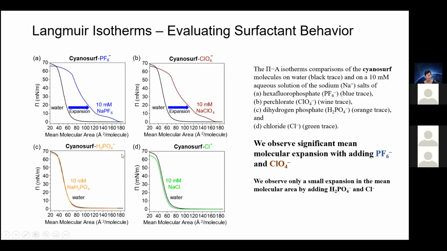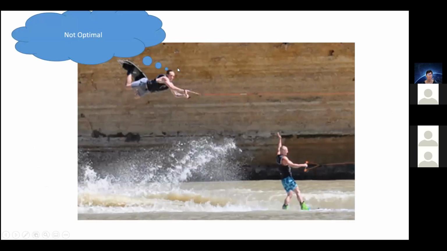But then you go to H2PO4, the phosphate, and the chloride, and again, really nothing. It's on top of the isotherm of water, with a little bit of change with the chloride. There's actually a compression, a decrease in surface area, saying that the chloride is acting to bring the cyanostar head groups closer together, but very small. All right, so we don't want this. We want cyanosurf to be on the water, not in some other phase.